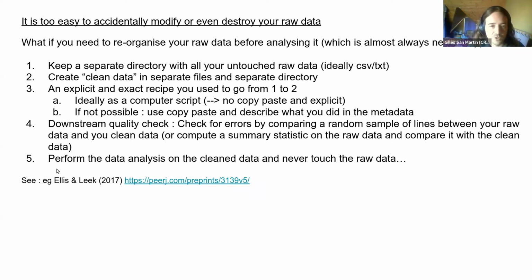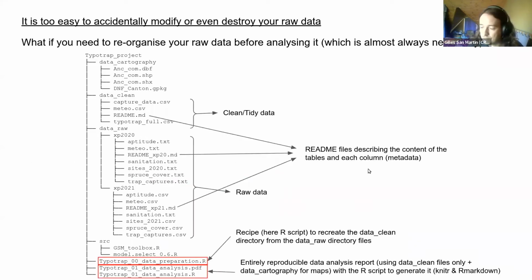You have a lot of discussion in this paper about that topic. So this is an example of a real data set where you see the structure of the data. You have a folder with the clean data, you have a folder with the raw data, and here you have an R script simply that transforms the raw data into the clean data. So you have all the steps to pass from the raw data to the clean data.